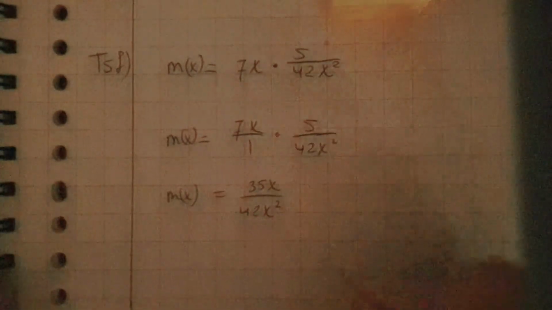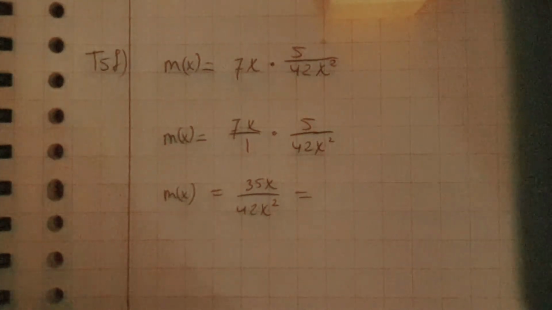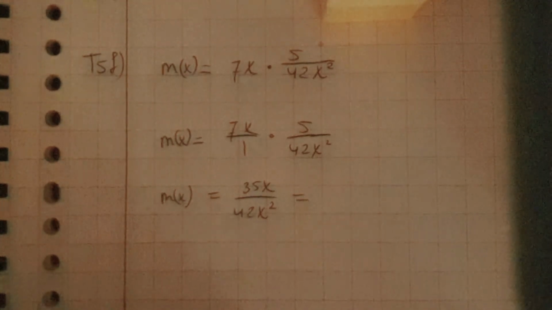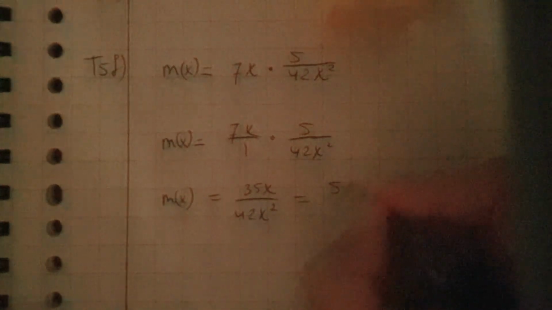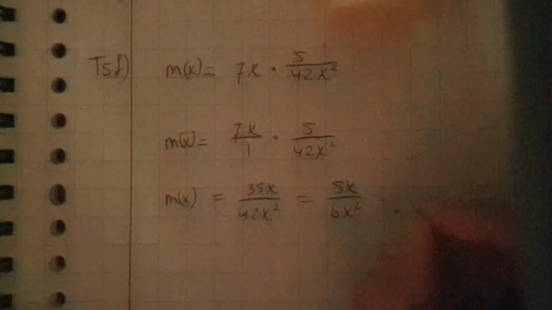Now I'm going to try to simplify it. Let's look at the numbers first. 35 and 42. I know my tables, and I know that I can divide them both by 7. This one divided by 7, the leftover is 5x. And this one divided by 7, the leftover is 6x squared.